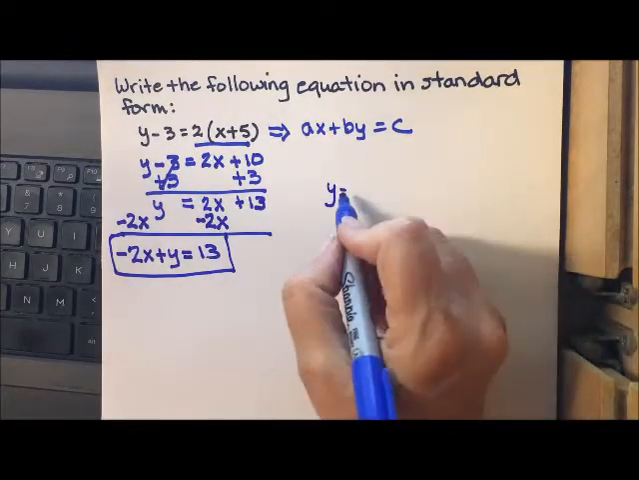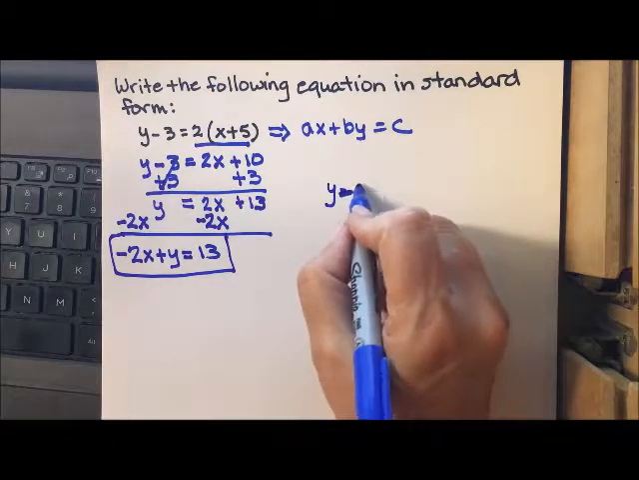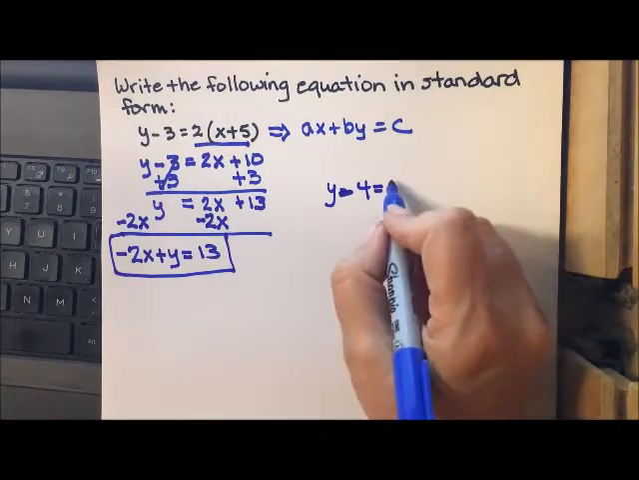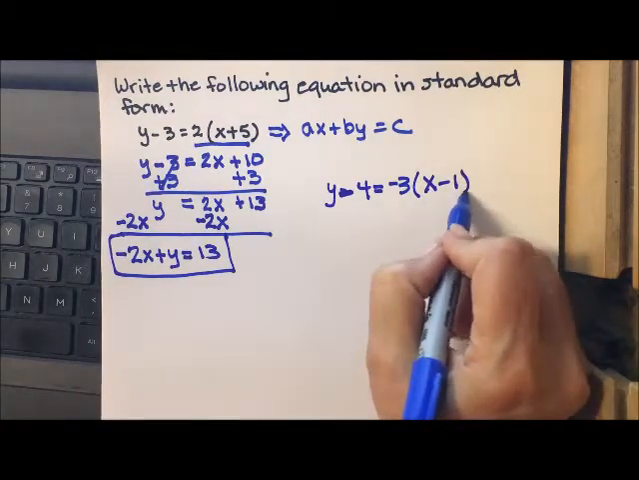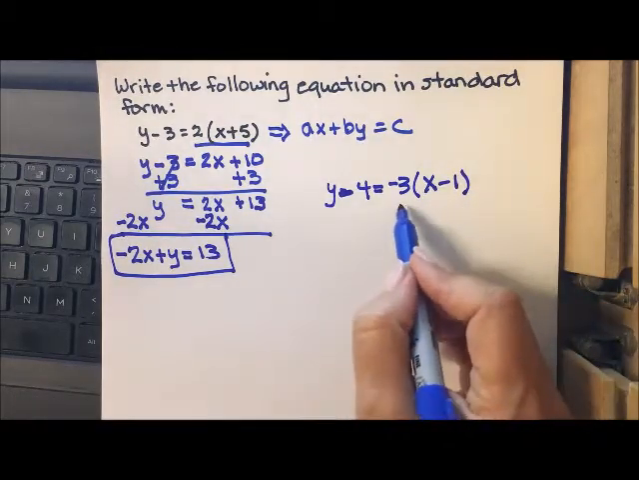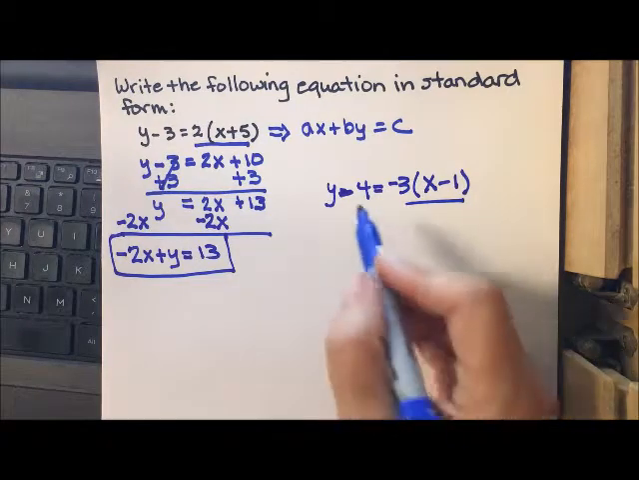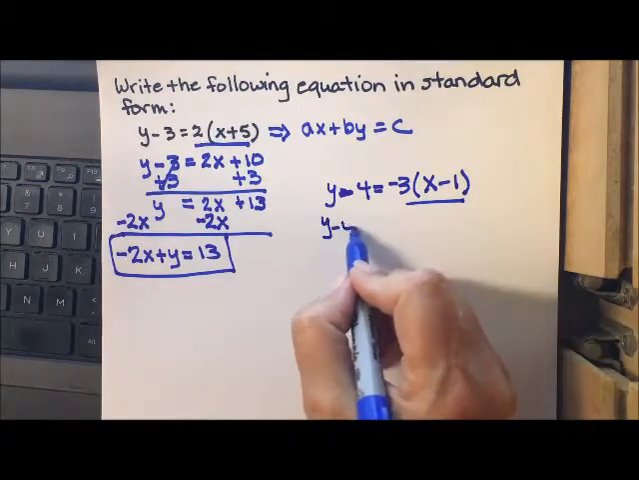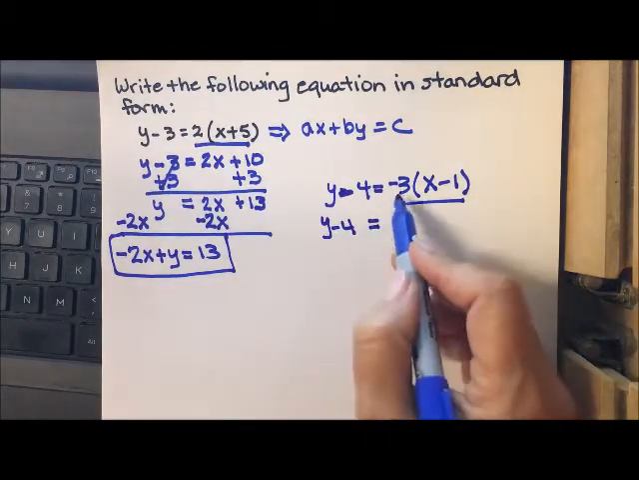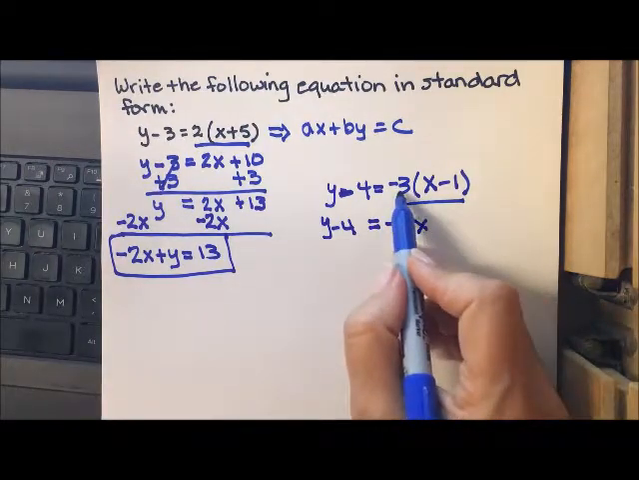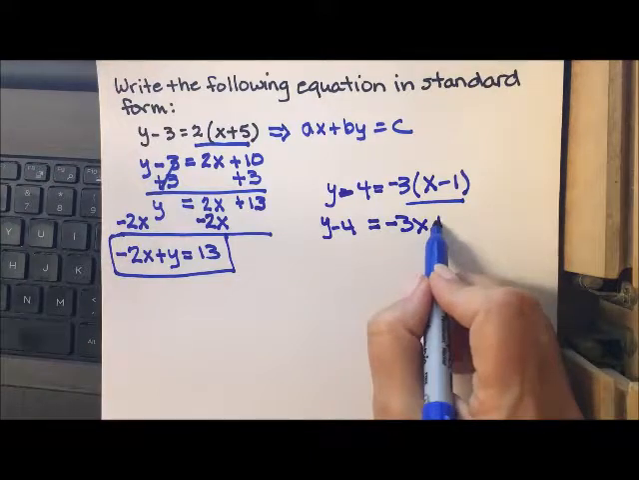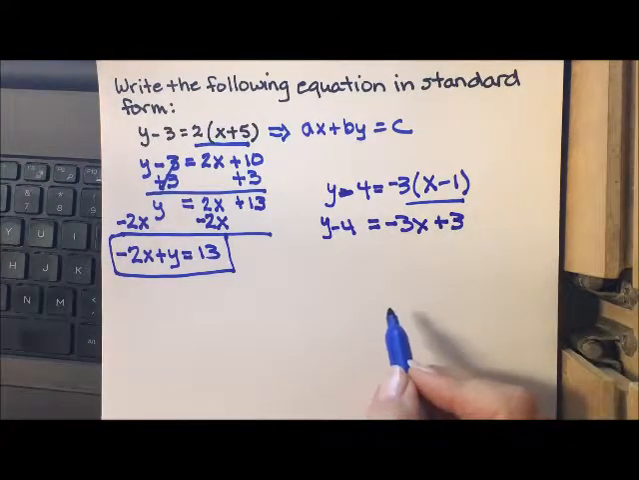y minus 4 equals negative 3 times x minus 1. We're going to go ahead and do our distribution first. This side will stay the same for a moment. Negative 3 times x, negative 3x, and negative 3 times negative 1 is positive 3.